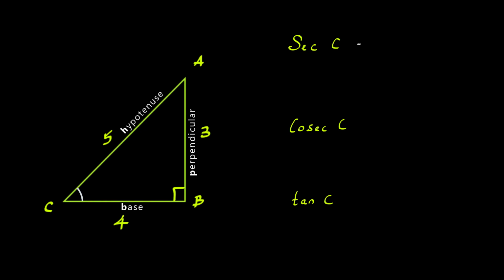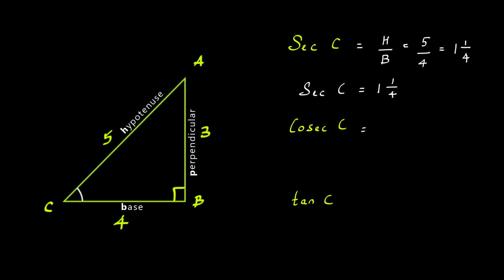So, now secant C is defined as the ratio between hypotenuse and base. So substituting the value of hypotenuse, we get 5 by 4. It's an improper fraction. Let's convert it into mixed fraction. On converting, we get 1 and 1 upon 4. Therefore, secant C is equal to 1 and 1 upon 4.